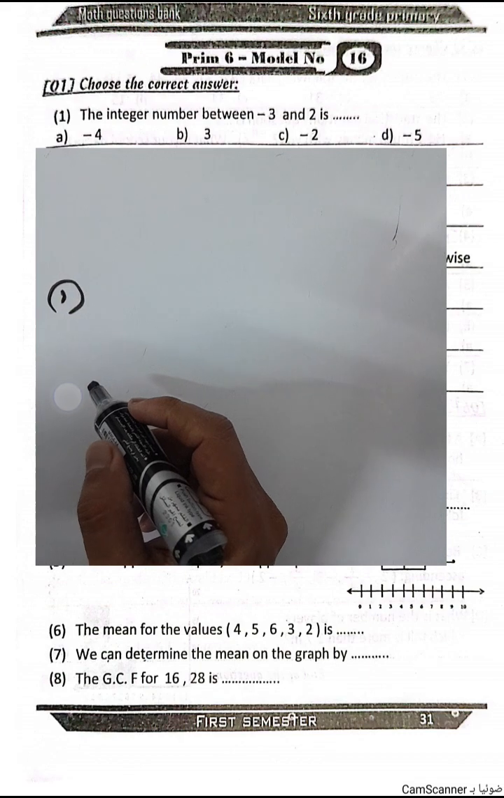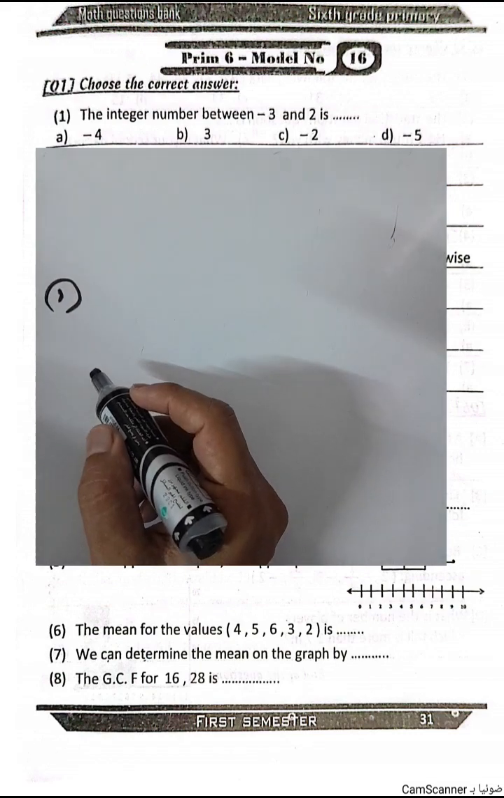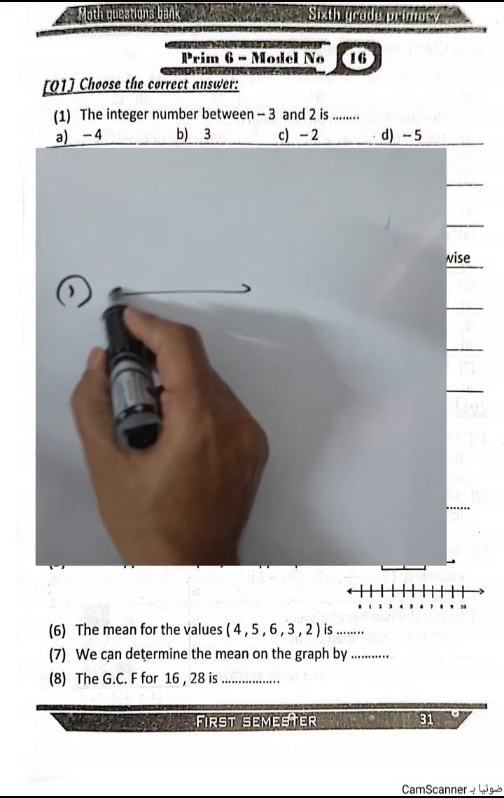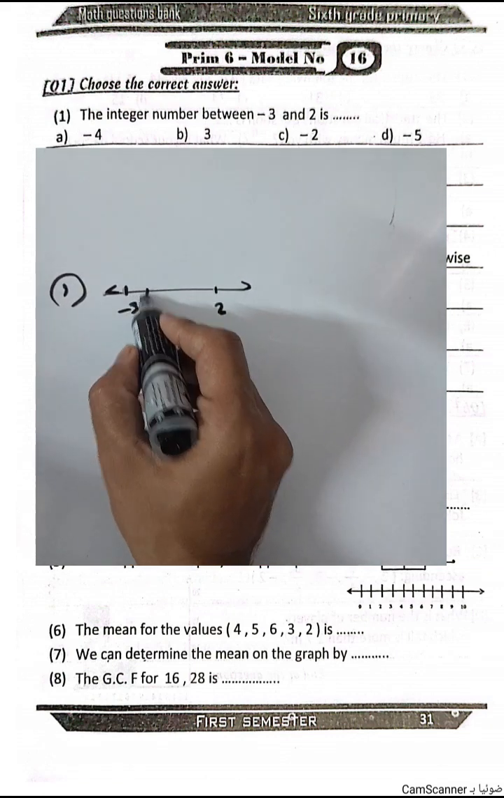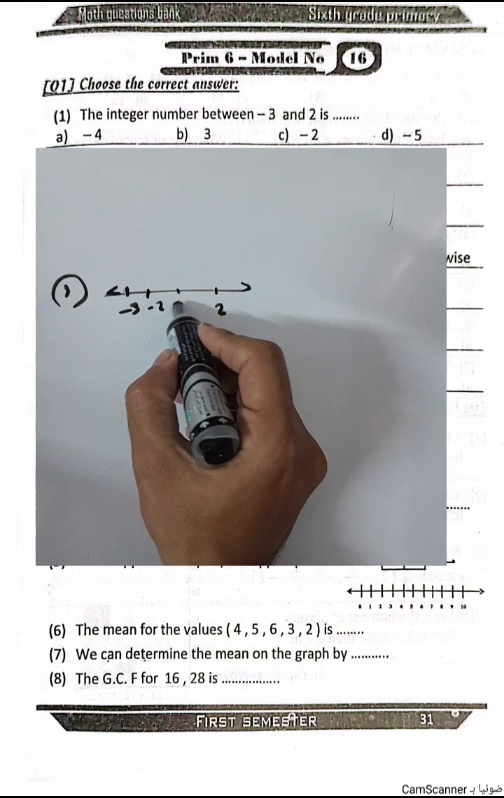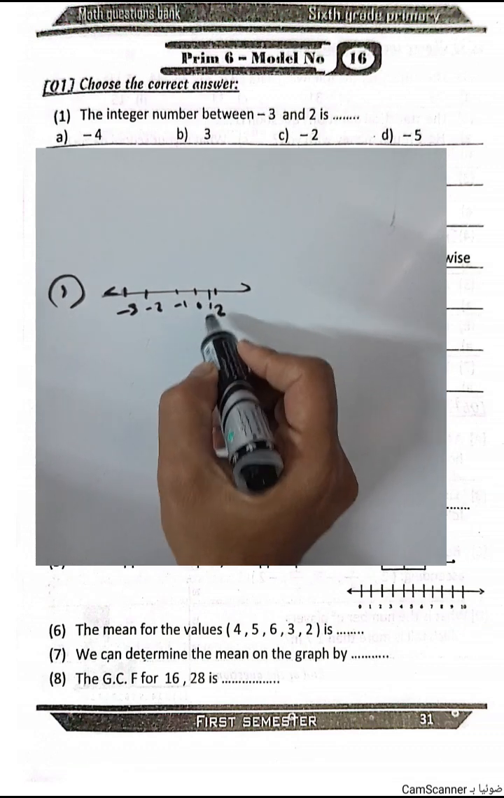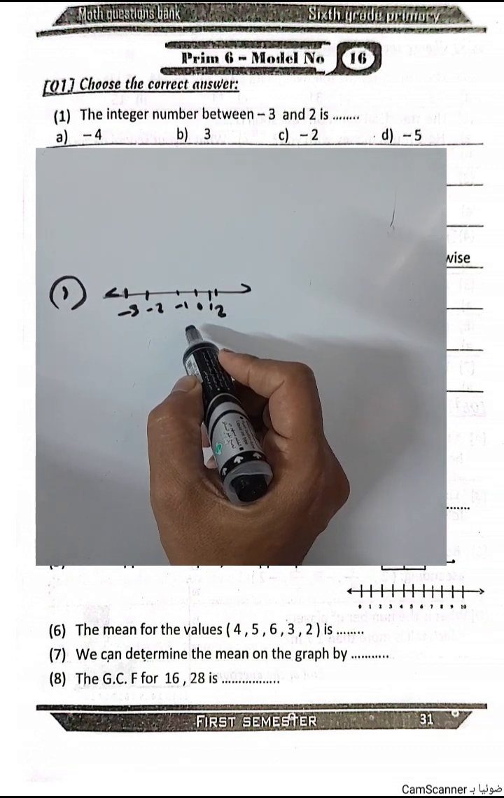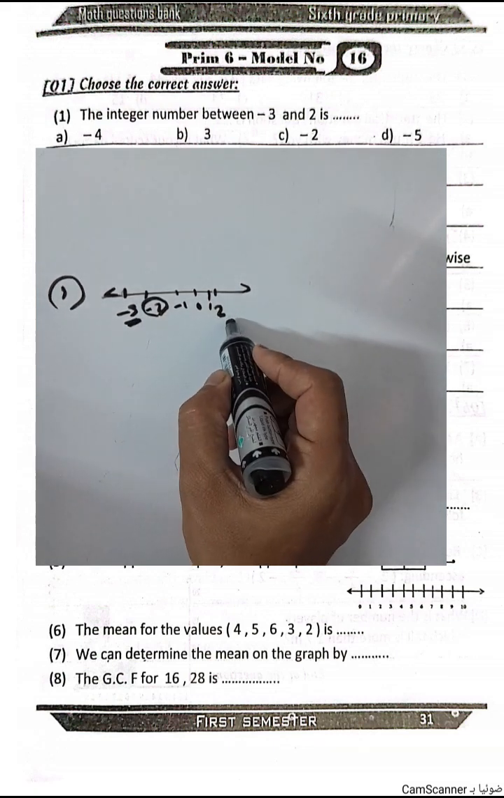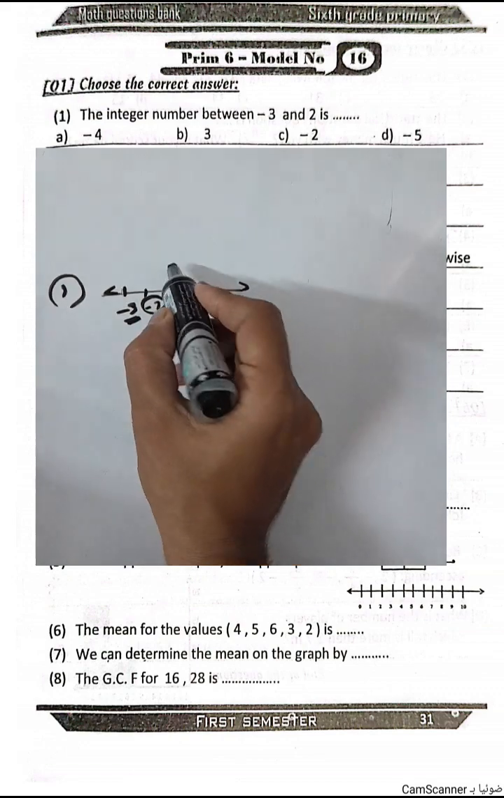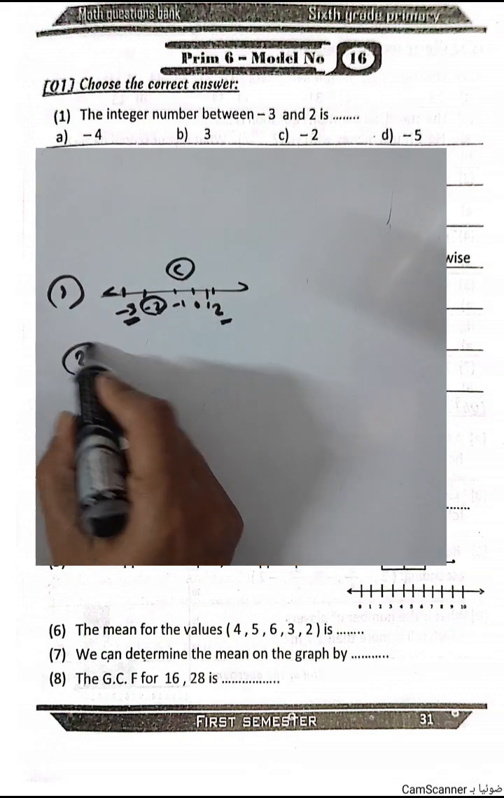The integer number between -3 and 2 is what? We have in the number line -3 here and 2. We have -2, -1, 0, and 1. Then we will choose -2. -2 lies between -3 and 2. Choose letter C for question number 1.